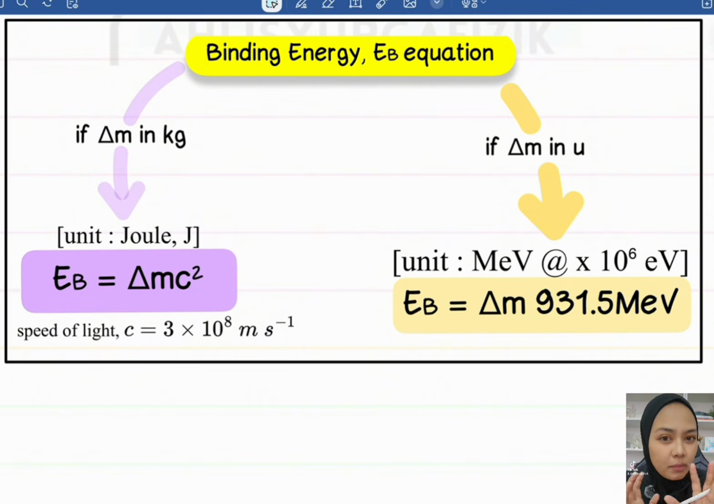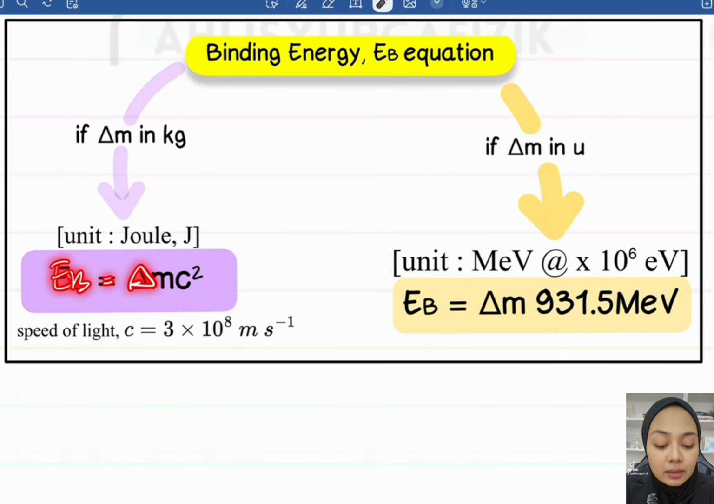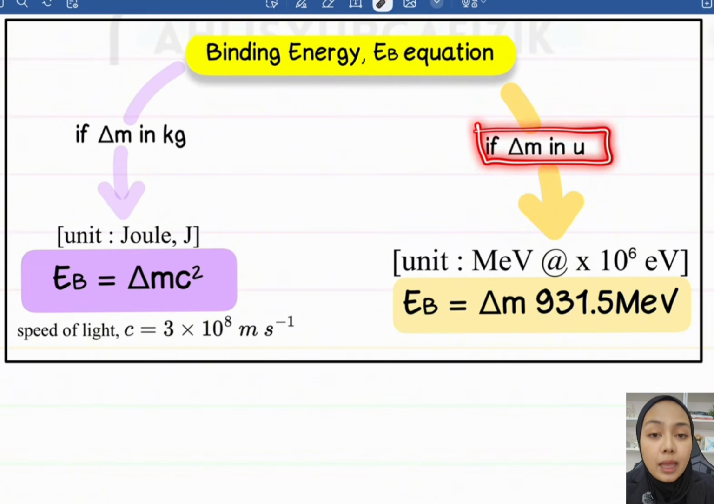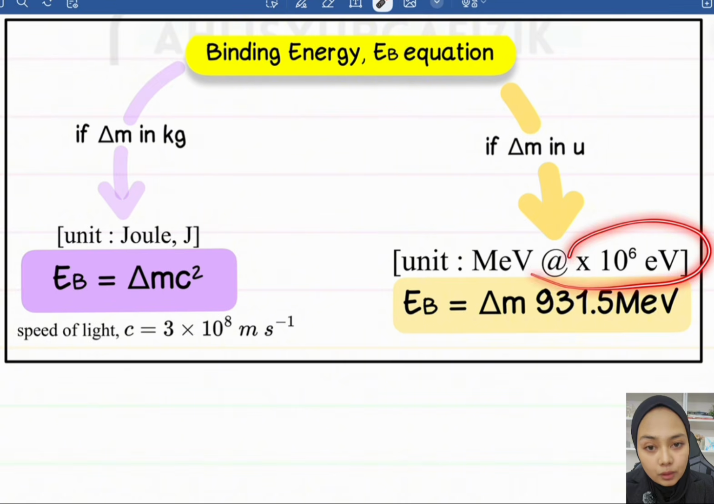Now, after we know the mass defect for that particular nucleus, we can convert this mass defect into its energy, which is what we call binding energy, or EB. There are two equations because we have 2 units for mass and 2 units for energy. If the question gives you the delta M in kilograms, you can use binding energy equals delta M C squared. The unit is in joule. But if the question gives you the mass defect in atomic mass unit, then you're going to use binding energy equals delta M times 931.5 mega electron volt. So the unit can be in MeV or times 10 to the power of 6 electron volt. C is the speed of light, which is 3 times 10 to the power of 8 meter per second.